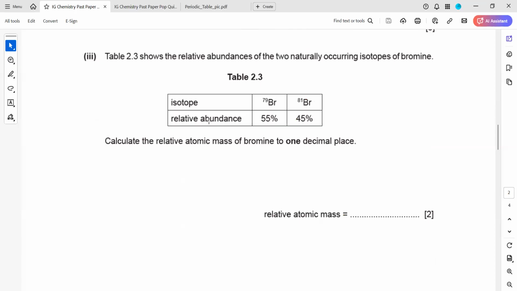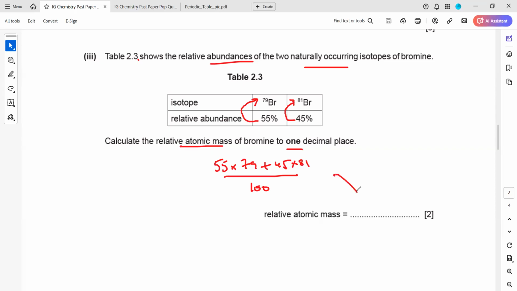Past paper pop quiz 2. Figure 2.3 shows the relative abundance of the two naturally occurring isotopes. Calculate the relative atomic mass of bromine to 1 decimal place. How to work out the average mass of the isotopes, two or three isotopes, any number if given? It's the percentage of the isotope multiplied by its mass number or nucleon number, then the sum. So this will be 55 multiplied by 79 plus 45 multiplied by 81, divided by 100, because the percentage is given. What's the answer here? Relative atomic mass: 55 into 79 plus 45 into 81.